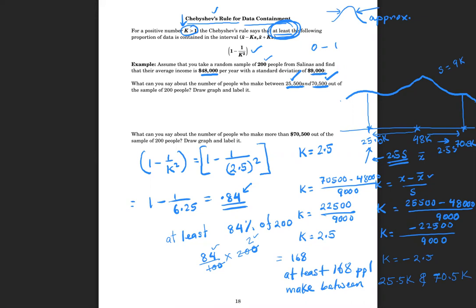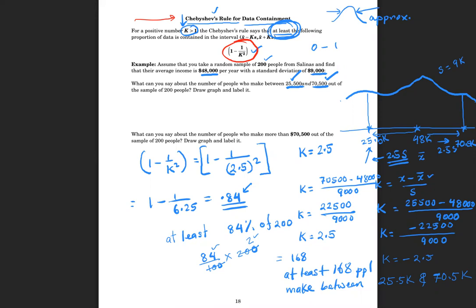When you do not know what your distribution is, or what the shape of your data set is, in that case you are going to be using Chebyshev's rule. That's what it is. And Chebyshev's rule gives you the percentage of the data, 1 minus 1 over K squared, that is contained within the point of interest.